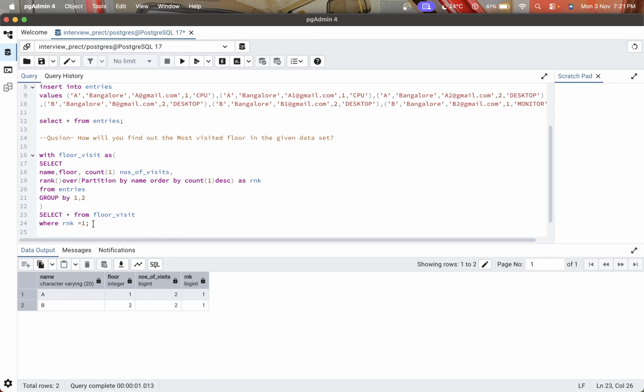It seems very easy, but they need the group by and the rank over partition by logic. So you need to understand the logic behind that, then you're able to answer it.